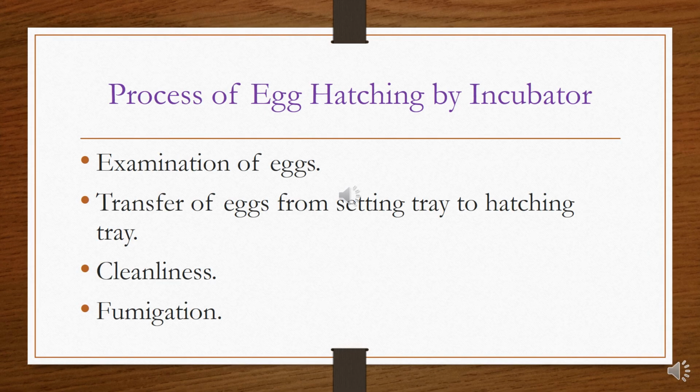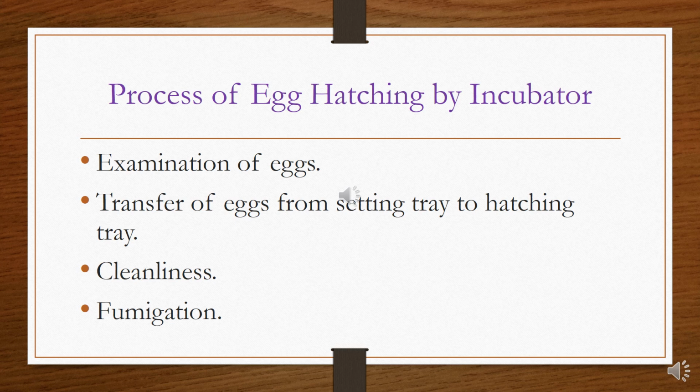Now, examination of eggs. Eggs are examined on the 7th day in a dark room with the help of a torchlight or an electric bulb. If inner blood vessels are found in the middle of the egg, then it is to be understood that the embryo is developing, the egg is fertilized and it will hatch. Re-examination is done on the 14th day.